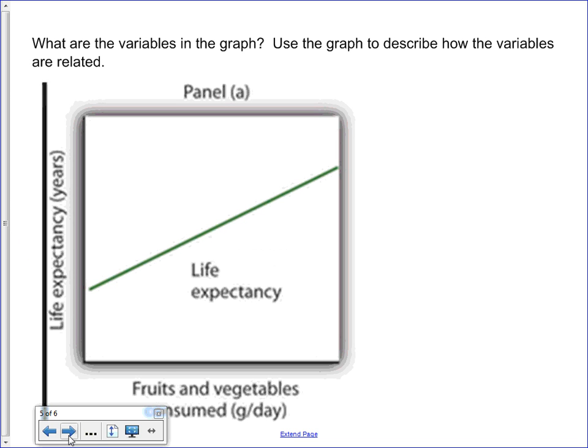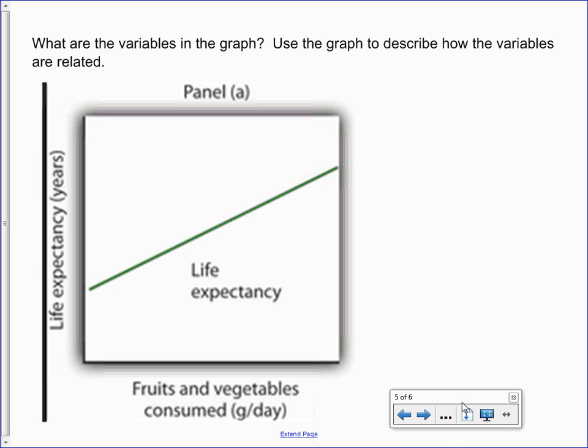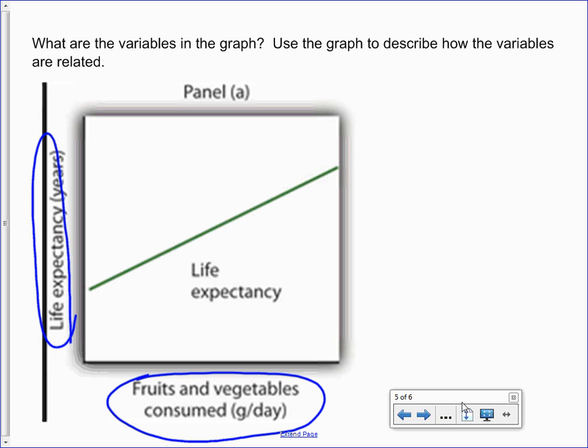Okay, so what are the variables in this graph? How does the graph describe how the variables are related? On this one, our two variables are fruits and vegetables consumed and life expectancy. As you can see, we could say as the fruit consumption increases, the life expectancy increases.